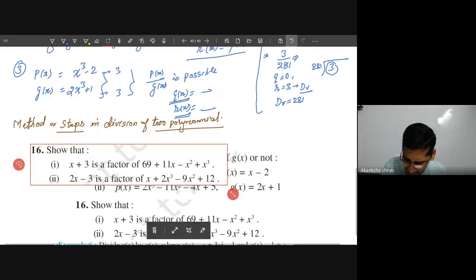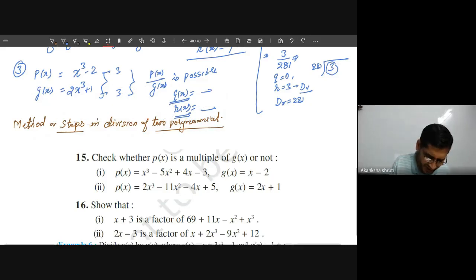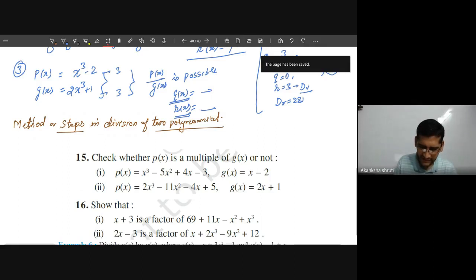Let me undo this. Okay, so let us go for the division. How to divide.